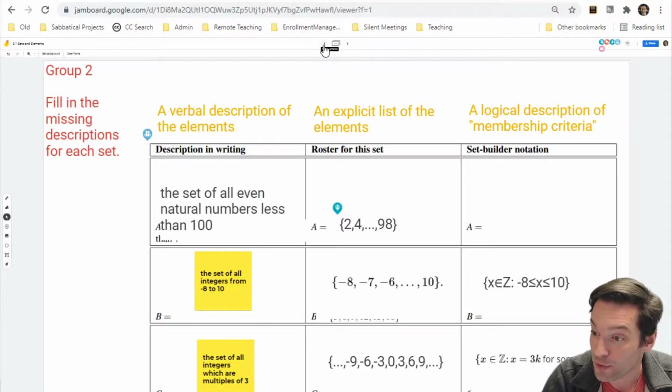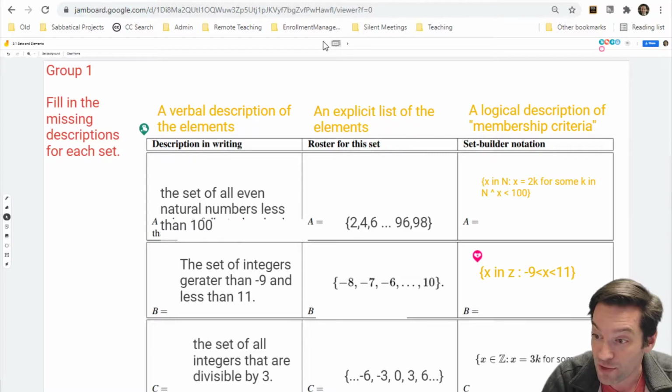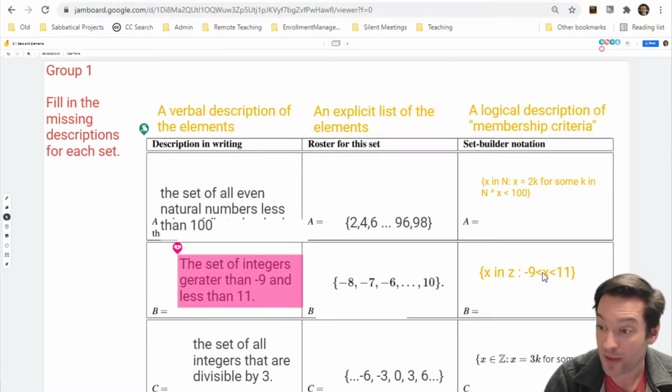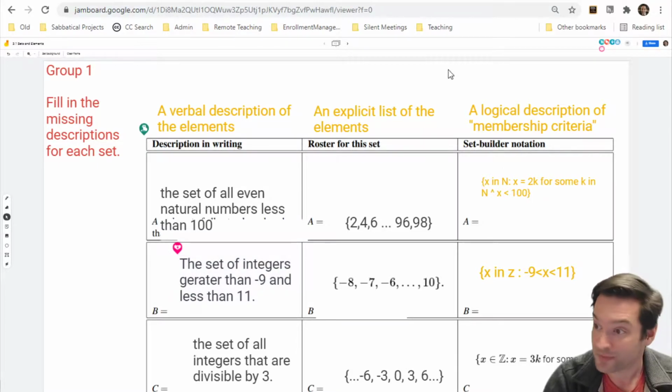On the one hand, group 2 said it was the set of all integers from -8 to 10. Group 1 said it's a set of integers greater than -9 and less than 11. Are those both talking about the same set or not? One group has decided to use what we call strict inequalities, greater than and less than, to describe the set. The set of x's such that x is an integer, it's greater than -9 and it's less than 11.